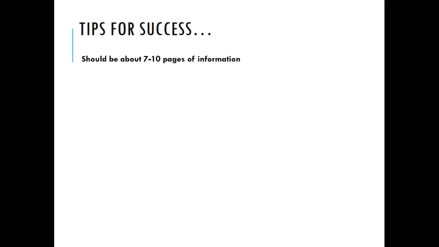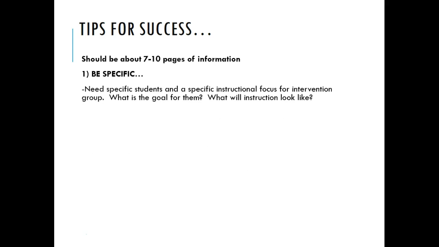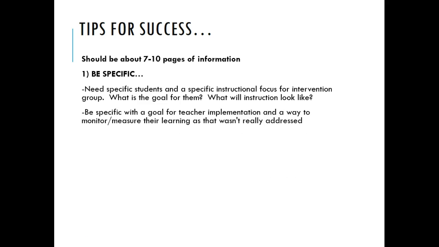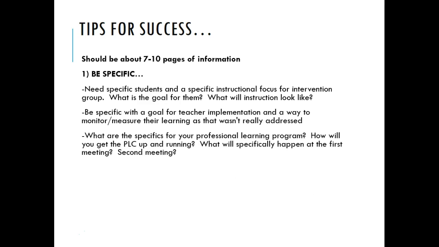This paper part should be roughly between 7 to 10 pages of information, APA referenced with cover page and references. I recommend that you be very specific. Really specify the needs of the students, your instructional focus, what the intervention groupings will be like, what's the goal for them, what will instruction look like. Be specific with the goals for teacher implementation as a result of the professional learning, and a way to monitor and measure their learning, as I didn't really see that addressed as much last semester.